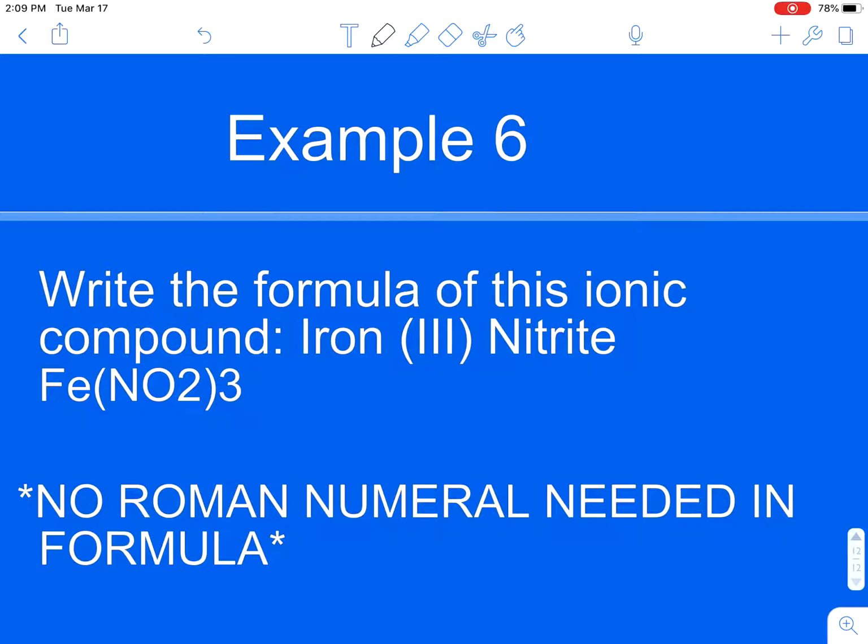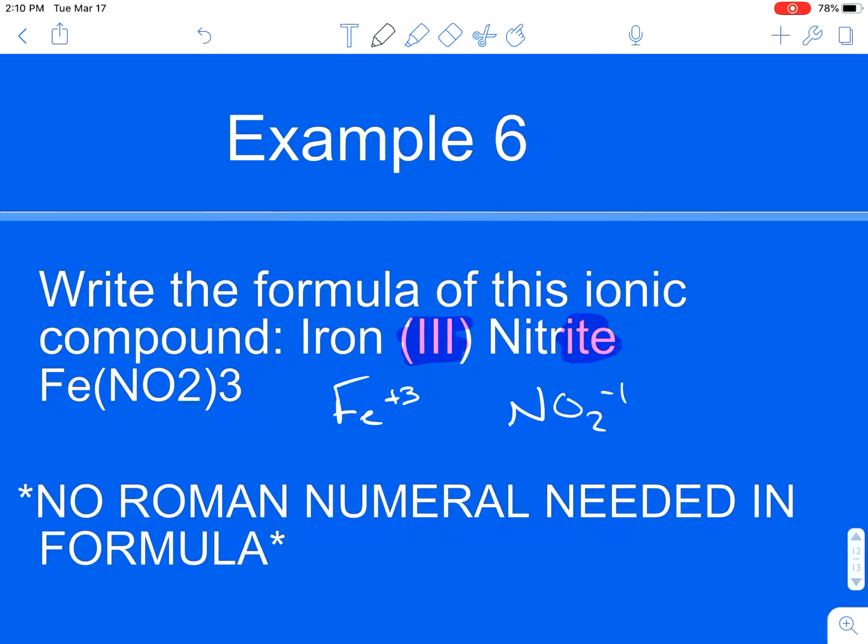All right, last but not least, I could give you a name, right? Iron 3 nitrite. Again, this 3 does not tell you that you have 3 irons. It tells you that your iron, your Fe, is a +3 charge. Next thing you're going to want to do is figure out what is nitrite. Again, look at that ending, the ite. That tells you it's a polyatomic. Go to the back of your periodic table. If you look up there, it is NO2 with a -1 charge.